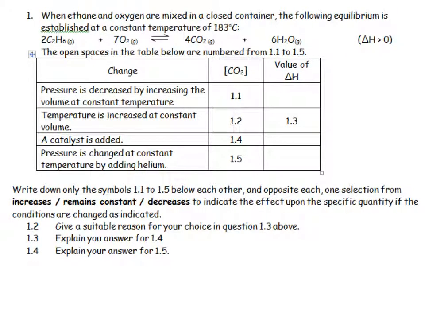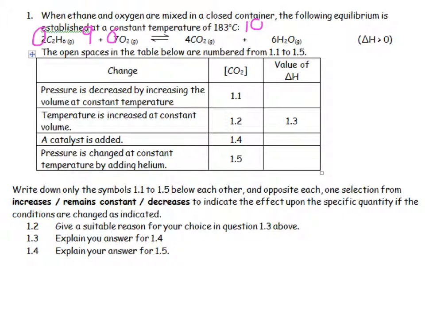When ethane and oxygen are mixed in a closed container, the following equilibrium is established. Let's look at this equilibrium before we unpack it too much. We've got gas, gas, gas, and gas. So let's look at the gas moles. 2 plus 7 is going to be 9 gas moles on the left, and 6 plus 4 is going to give me 10 gas moles on the right.